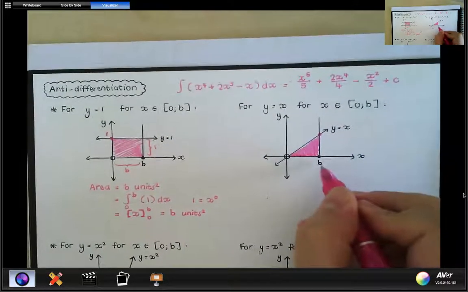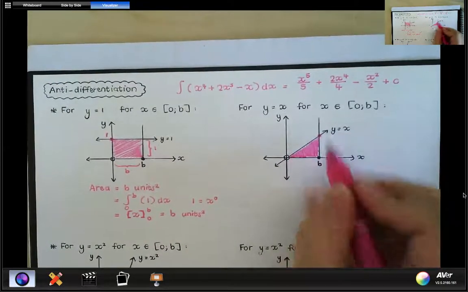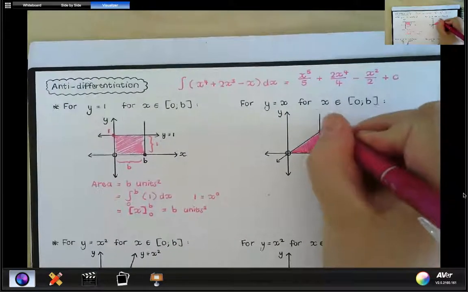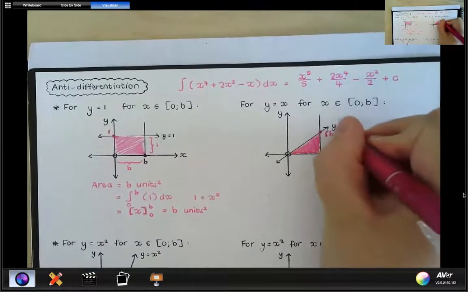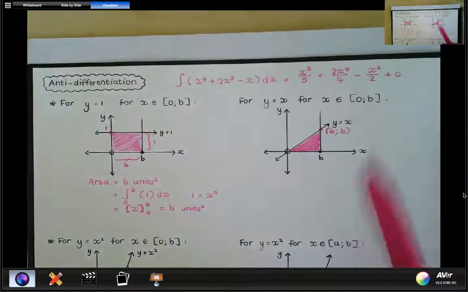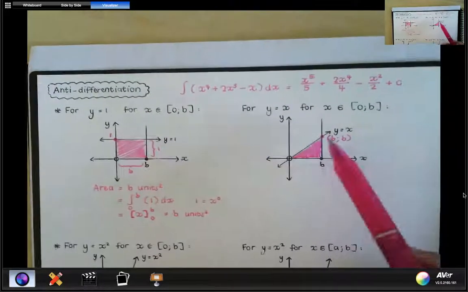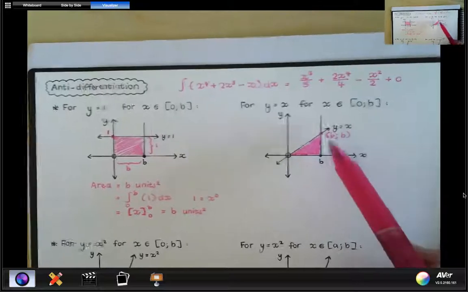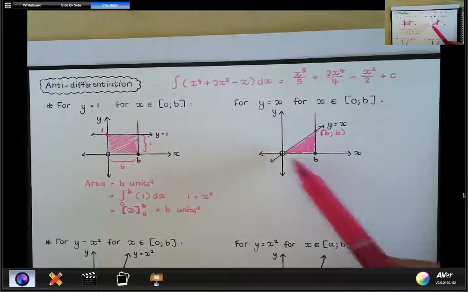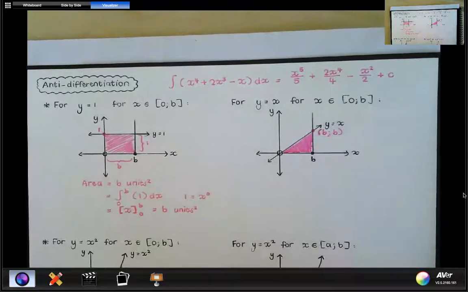The x value at this point is b, meaning that the y value is also going to be b. Right? So this is actually the point b. Now this is giving us a right angle triangle. So if we want to find this area, we can approach it in that way, and we can say that the area of a right angle triangle is a half base times perpendicular height.